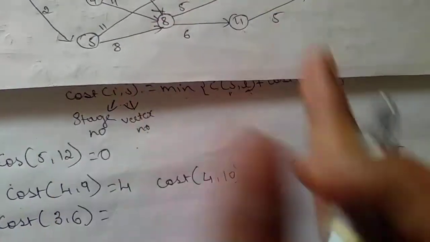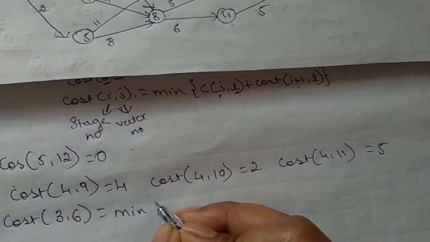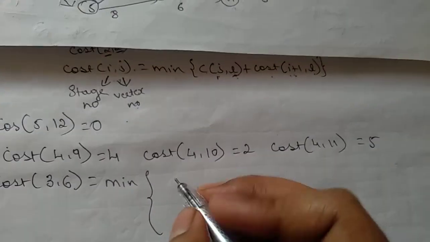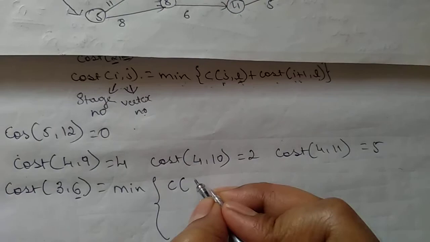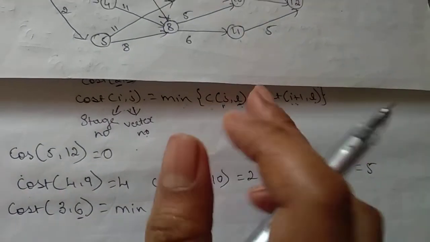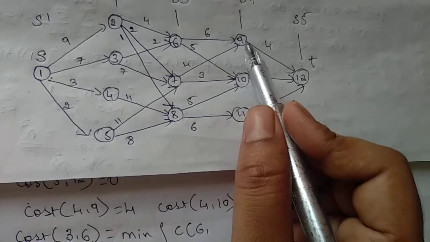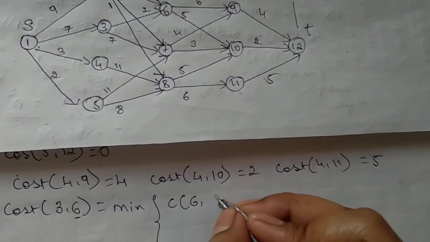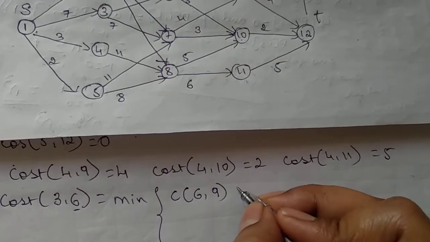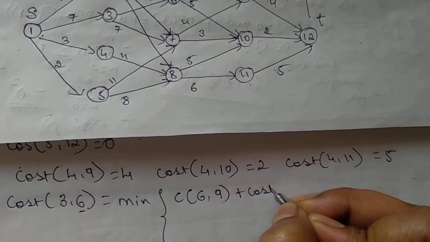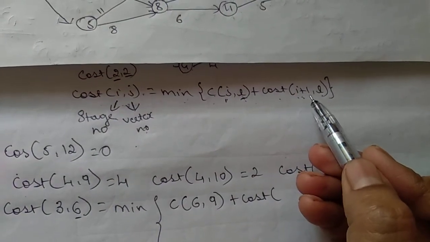What is the formula? You have to take the minimum of C of J, where J is 6, comma L. L means the next vertex. The next vertices are 9 and 10. First I'll take 9, then I'll go for 10. So 6, comma 9, plus cost of I plus 1.